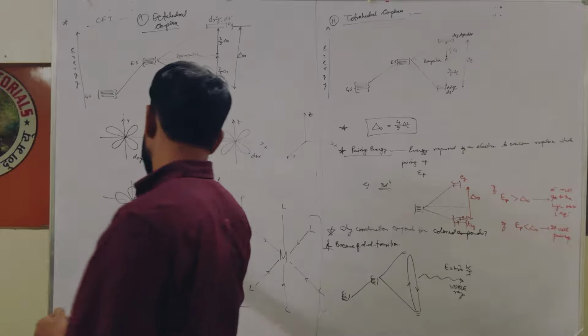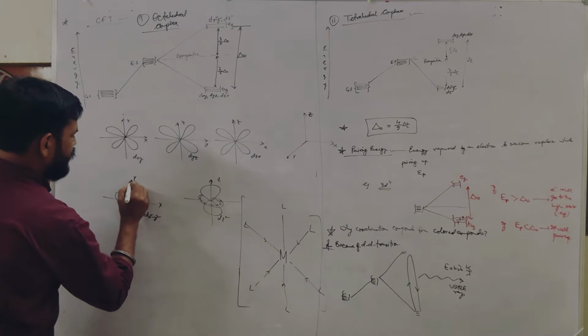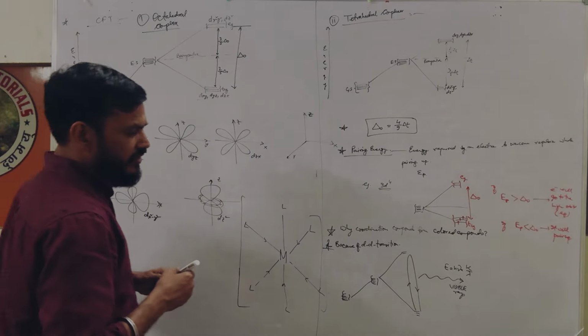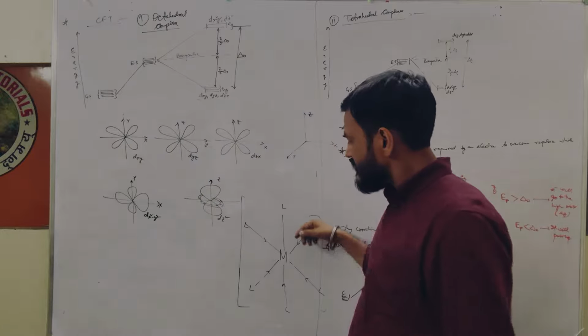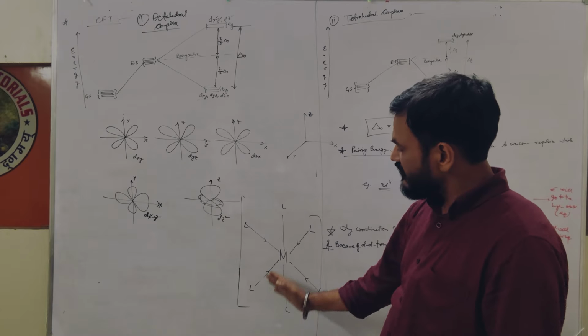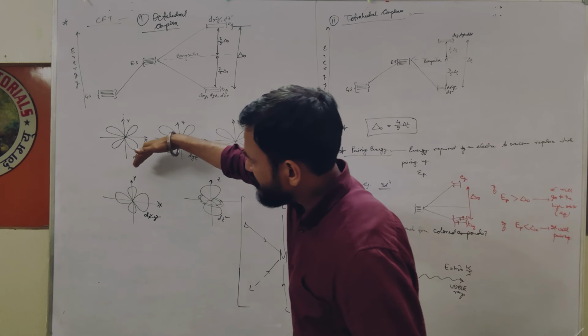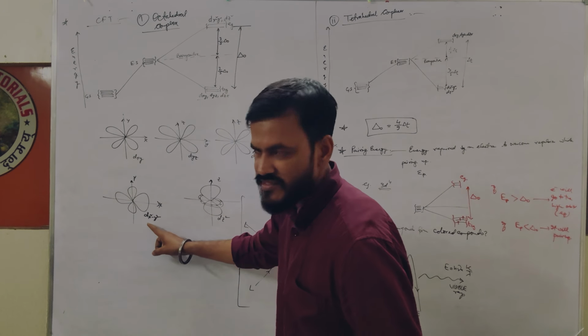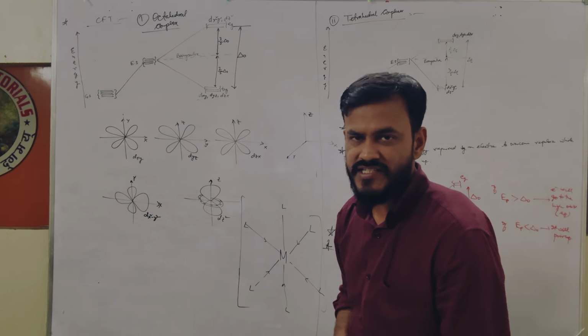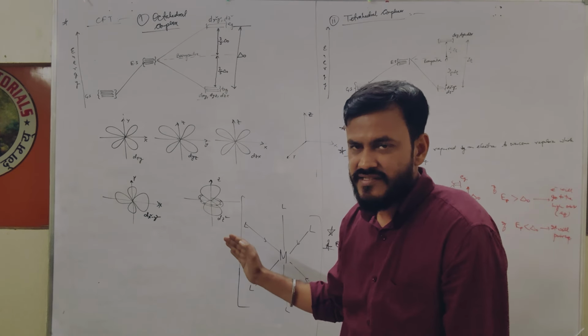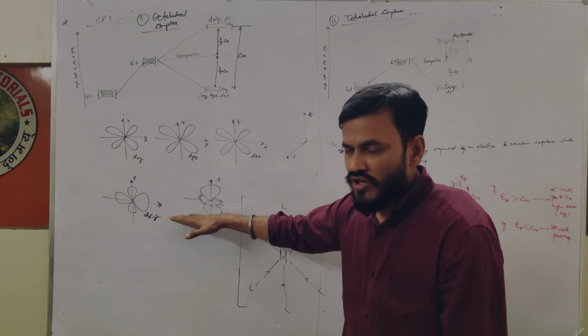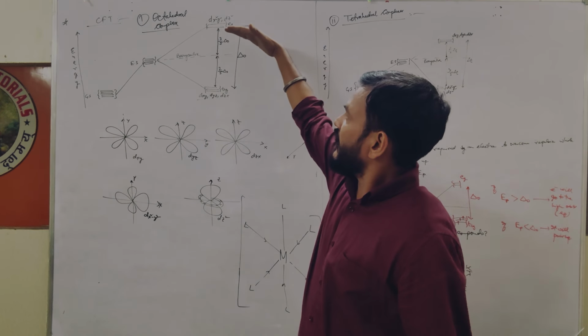So you see, this is x and this is y. Now, in octahedral complexes, ligands approach the central metal through the axis. Now, when they are coming through the axis, they encounter these orbitals, dx²-y² and dz². Because of this, these orbitals get repelled and are at higher energy.